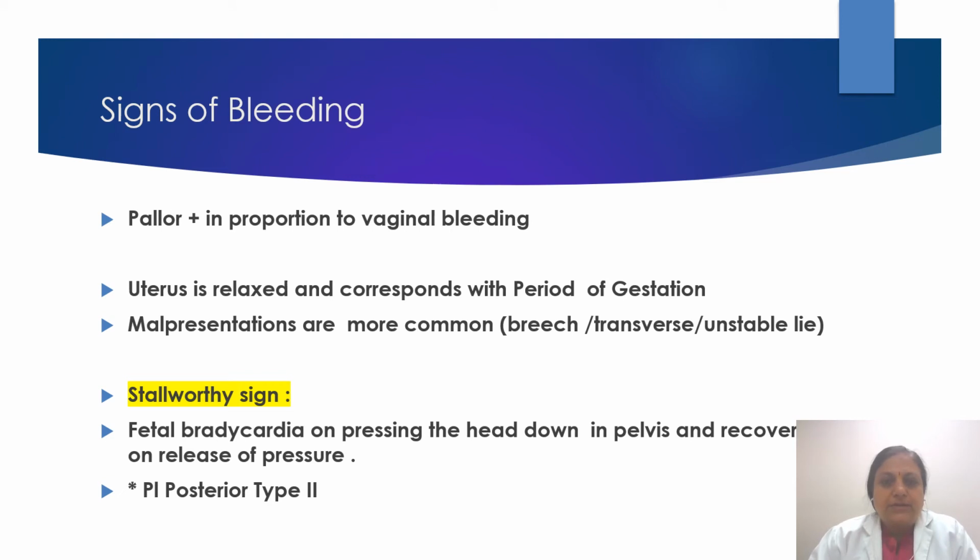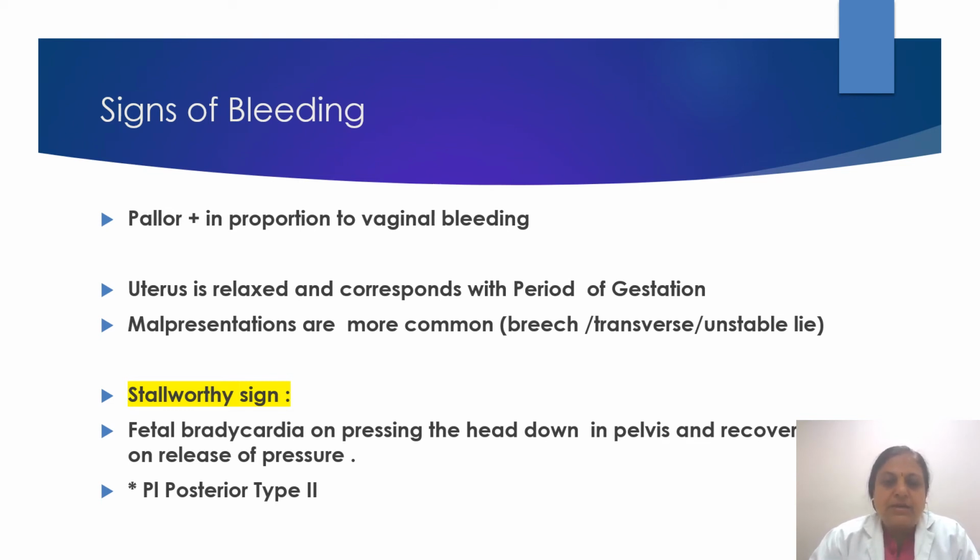Now coming to the signs of bleeding in placenta previa. Pallor is present, which is in proportion to the vaginal bleeding. The uterus is relaxed and it corresponds to the period of gestation. Malpresentations are very common, like breech, transverse and unstable lie, because the lower segment is occupied by the placenta. So these malpresentations occur. Then you must know Stallworthy sign.